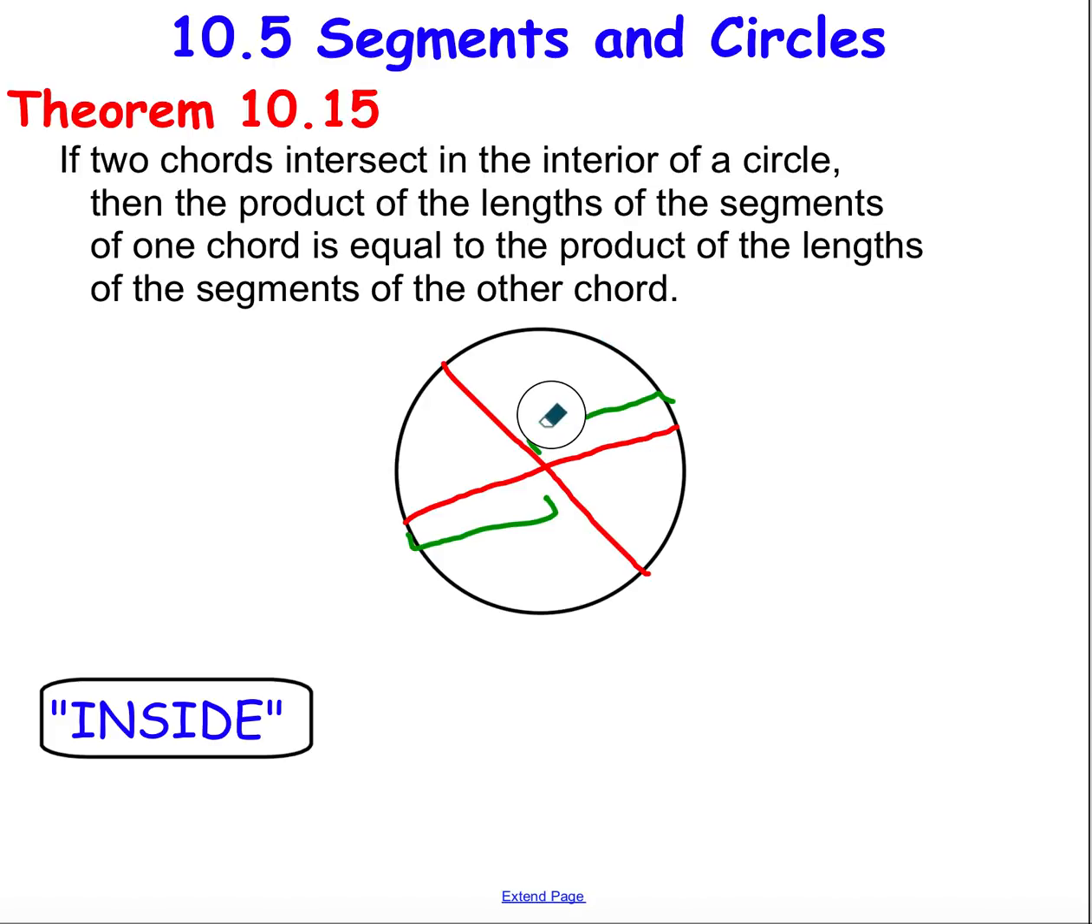So when it's talking about how the products of the lengths of the segments of both of the chords are equal, what it means is, let's call this length right here little a, and we're going to call this little b. We'll call this little c and little d. What this theorem says is that a times b equals c times d. Okay? A times b equals c times d. So when we are solving for lengths of chords and segments, this is actually a very useful tool.